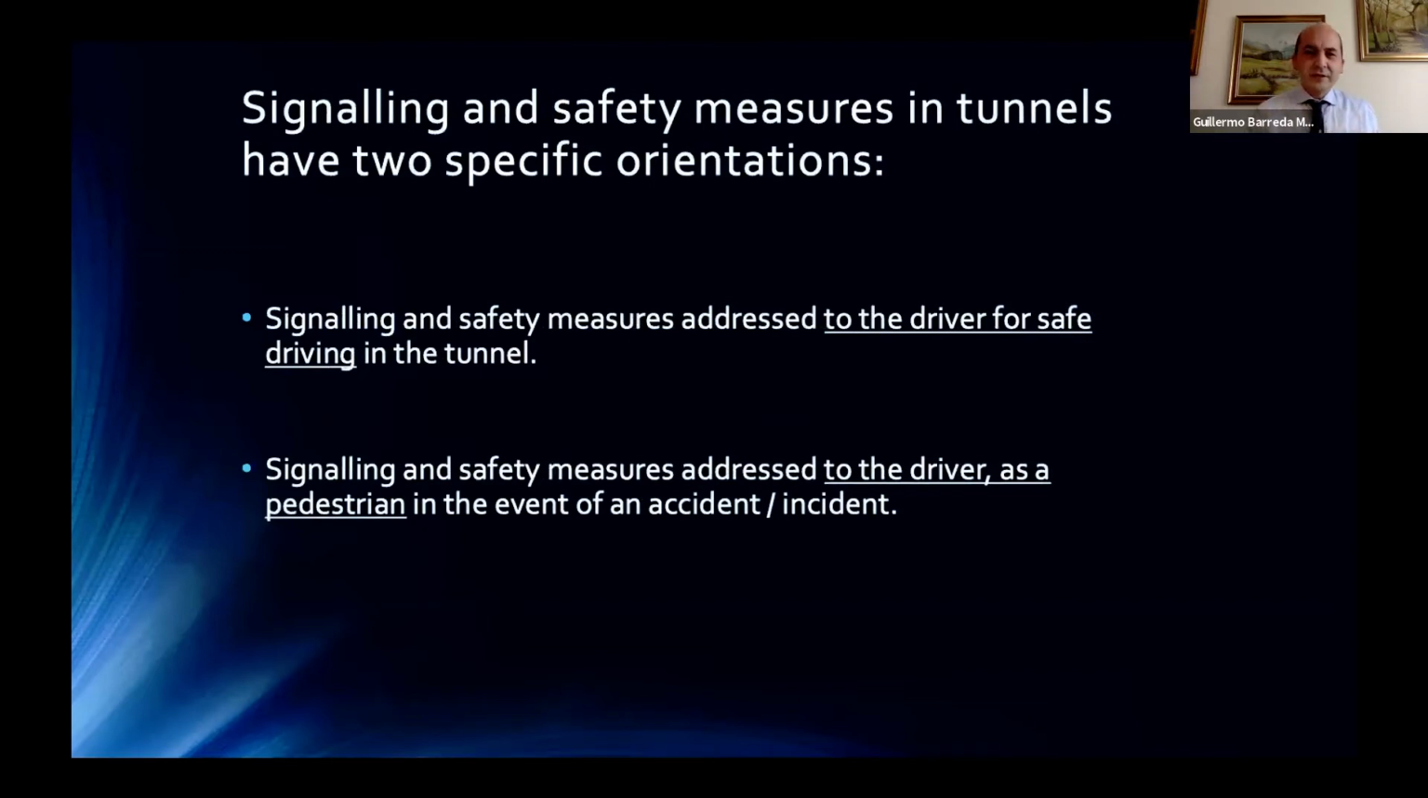Signaling and safety measures in tunnels have two specific orientations: signaling and safety measures addressed to the driver for safe driving in the tunnel, and signaling and safety measures addressed to the driver as a pedestrian in the event of an accident or incident. That means that if there is an accident or incident, as a driver, maybe I have to leave my car and continue walking as a pedestrian, to look for maybe an emergency station, an emergency tunnel, to evacuate the tunnel. So I will act as a pedestrian.